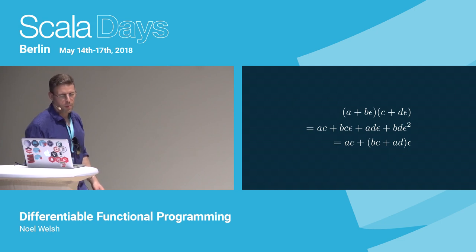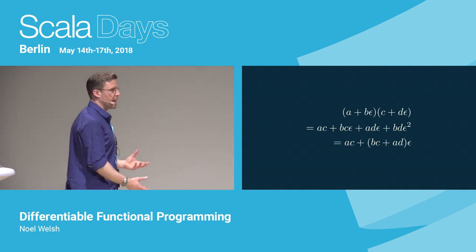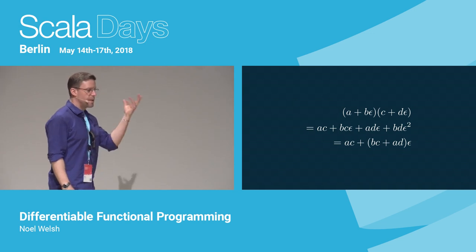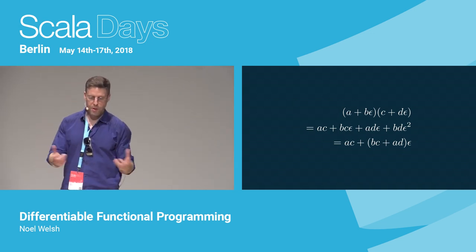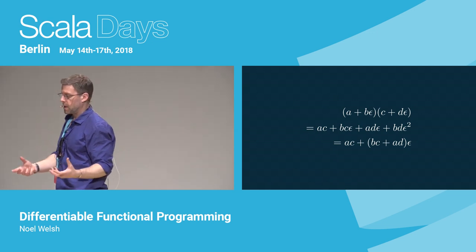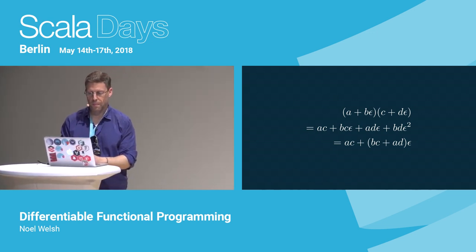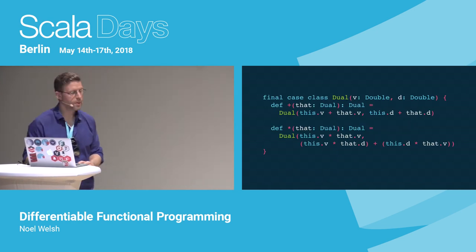Multiplication just multiplies out, and we apply that rule that when you get epsilon squared, that's zero, so that term goes away. And if you look at the formula of the product rule in differentiation, it's just this. So let me implement that in the code like so.